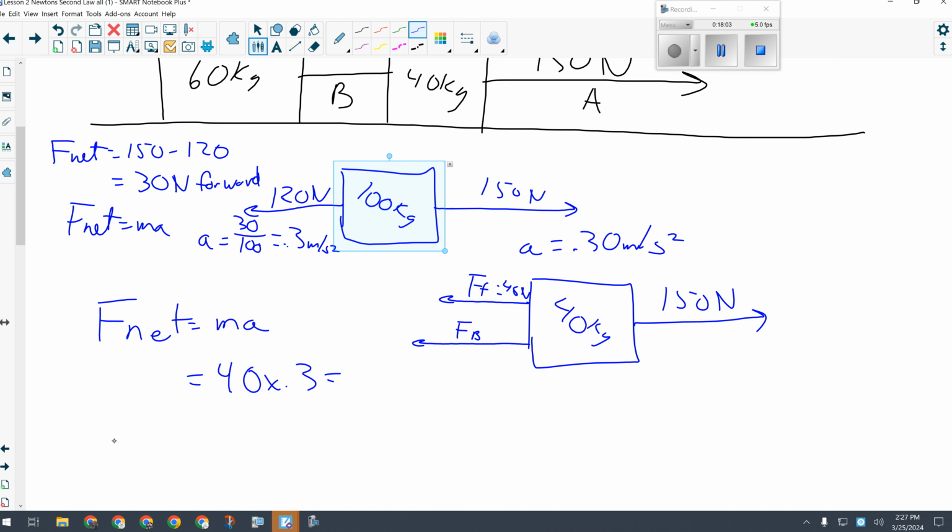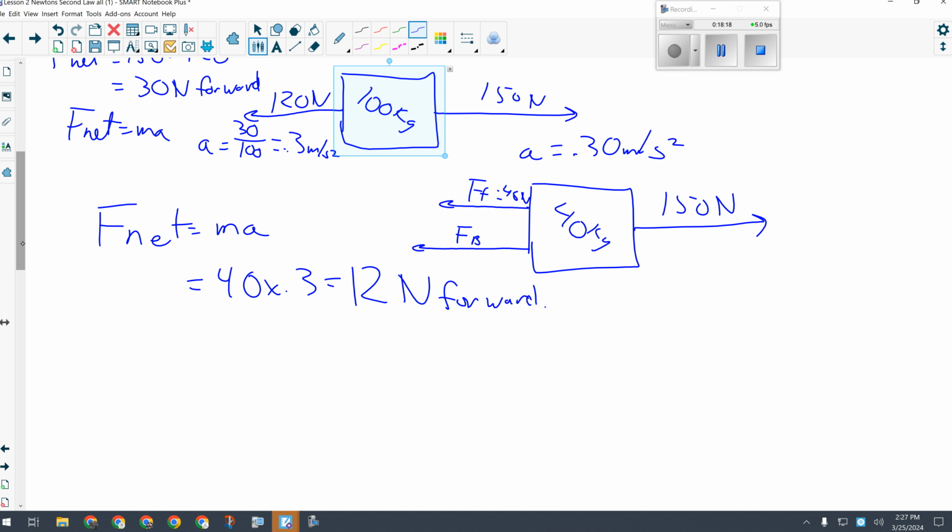Okay, so 12 newtons forward is the net force acting on the first box, on the 40 kilogram box. That also means that the force applied, the 150, plus the force of friction, plus the force in rope B, add up to 12 newtons forwards. Since I know 2 out of the 3 of those forces, I just have to isolate the one I don't have, force B.